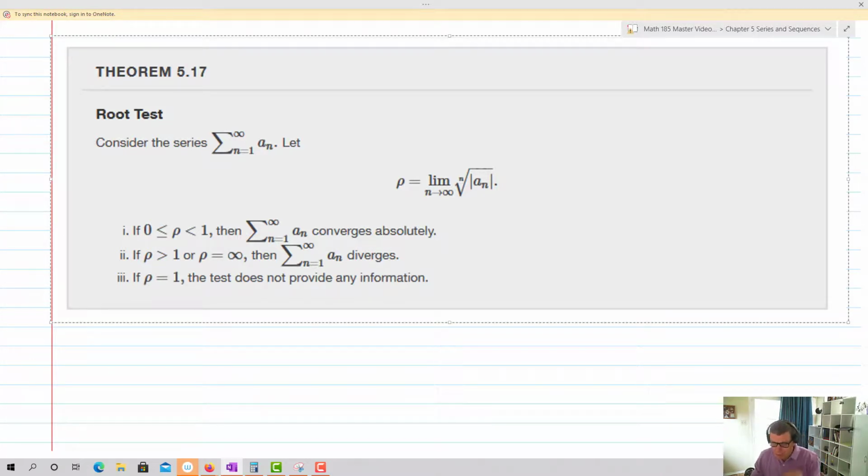If we have that rho is greater than or equal to 0 or less than 1, then we have absolute convergence. And just like inside of the ratio test, if it's greater than 1 or equal to infinity, we have divergence. So let's take a look at an example.